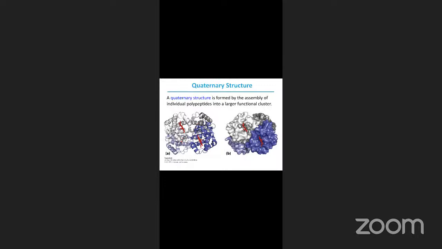Then finally, the quaternary structure. It is an assembly of individual polypeptides forming a large cluster. For example, hemoglobin has two alpha subunits and two beta subunits. That means the polypeptides are together forming a quaternary structure.